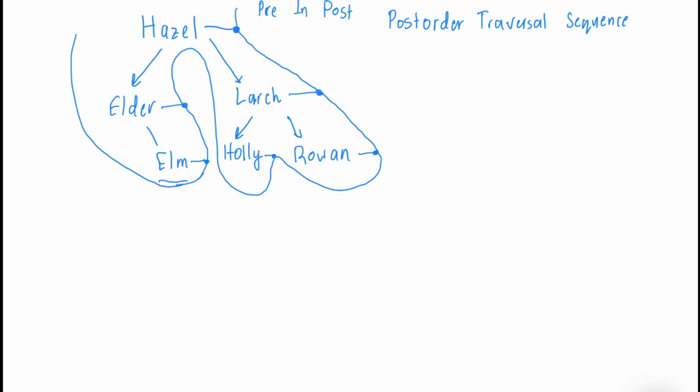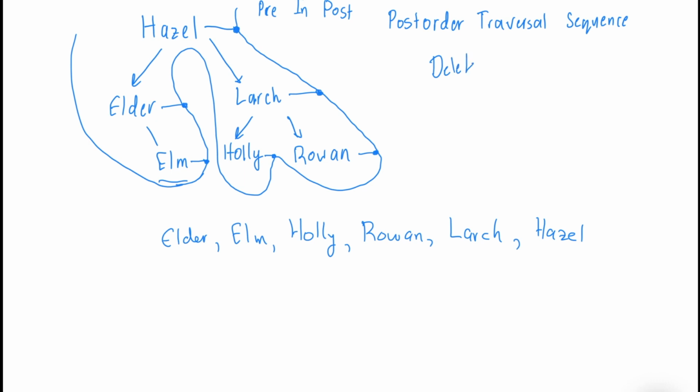Then we can go like that up here. So that means that our order is just going to be elder, elm, holly, rowan, larch, and then hazel. Now, the next thing we need to do is delete the root node and see what happens. So that basically means getting rid of Hazel and putting something else in there.